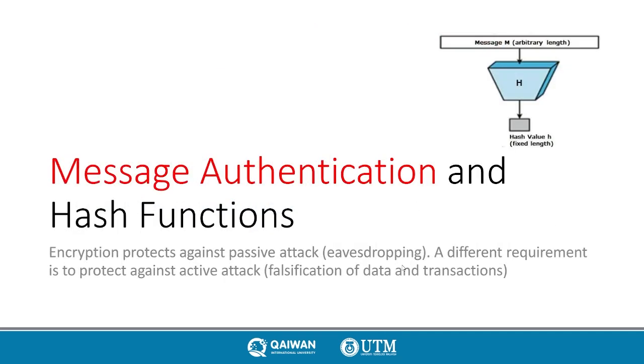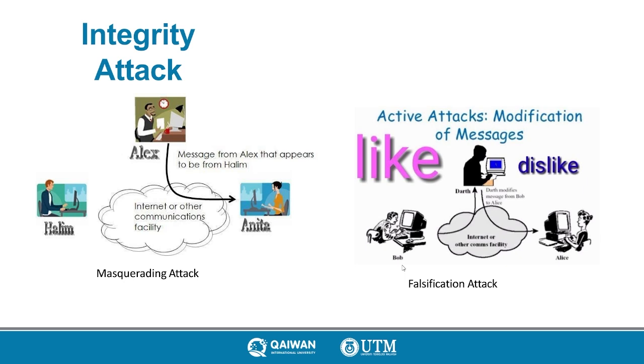Now we have message authentication and hash functions. Encryption protects against passive attacks, eavesdropping. A different requirement is to protect against active attacks, falsification of data or transactions. Now, integrity attacks mean that Halim wants to send a message to Anita. Okay, it should be from Halim to Anita. If Alex wanted to change that message and send it on behalf of Halim to Anita, that would be an integrity attack, because you see, the person that wants to send to Anita is not Halim, it is Alex.